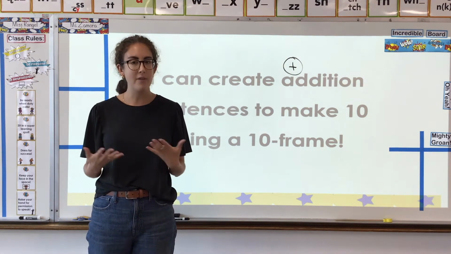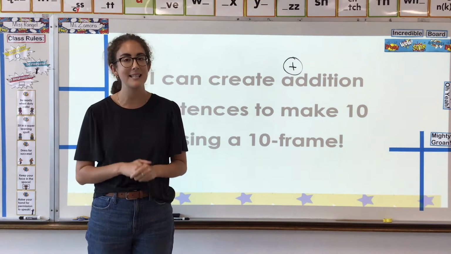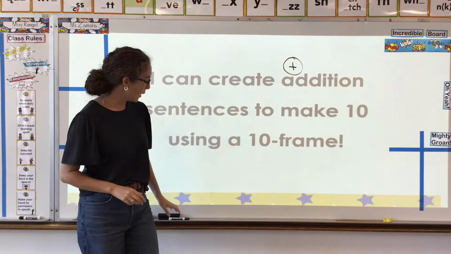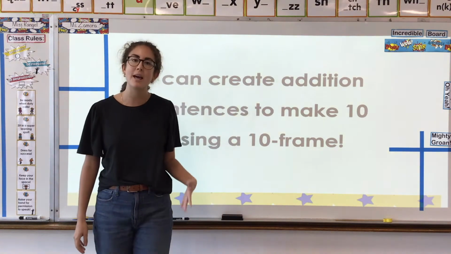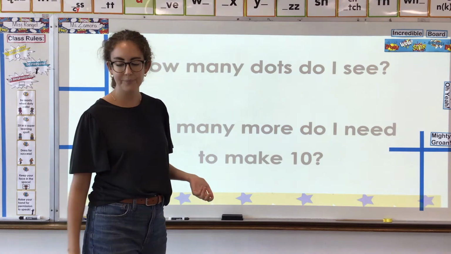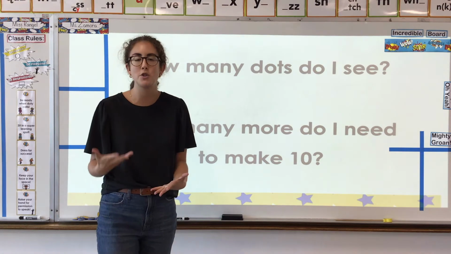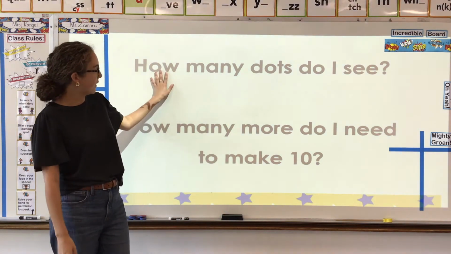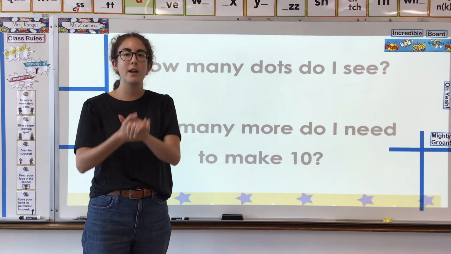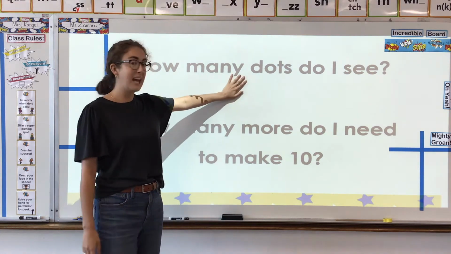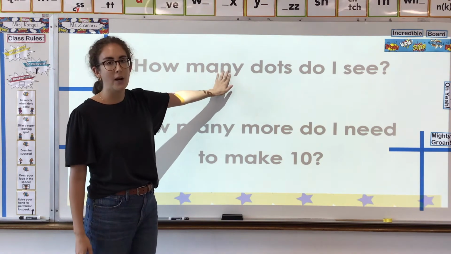So we already have the background knowledge to make these sentences. We are just taking the next step. So when we do this, we are still going to ask ourselves the questions that we were focusing on yesterday. These questions are going to help us guide ourselves to our answers. So first, how many dots do I see? How many is going to be in our 10 frame? This gave us our first pair, and it will give us the first part of our addition sentence.